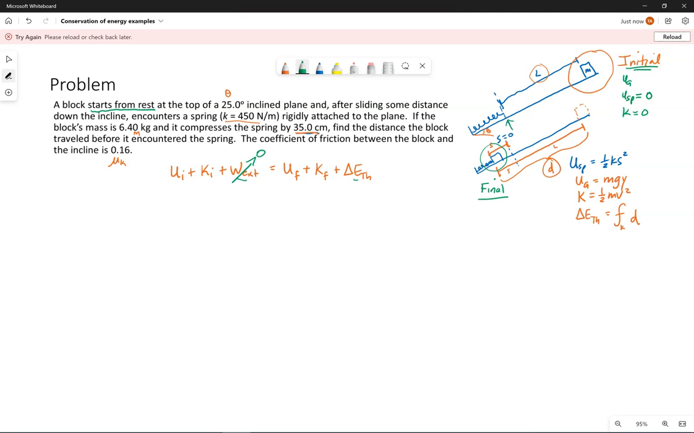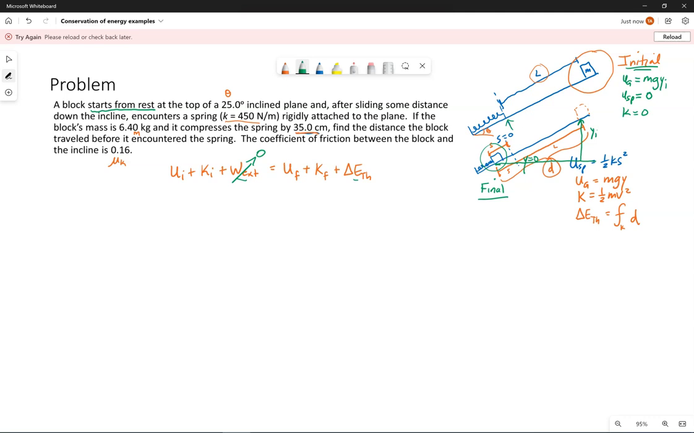But the block does start at the top of the incline, so it is at an initial height. Now, just as a reminder, we can choose to define y equals 0. Oftentimes, we choose that to be at the lowest point the object will reach. So down on my second picture, if I draw a line right here where the block has fully compressed the spring, if I define that as y equals 0, then y initial is measured all the way up to where the block is.